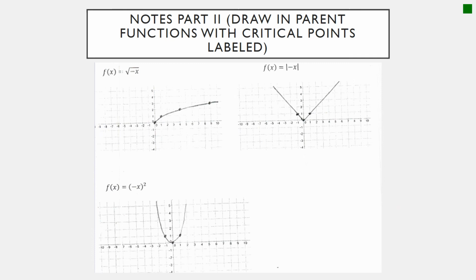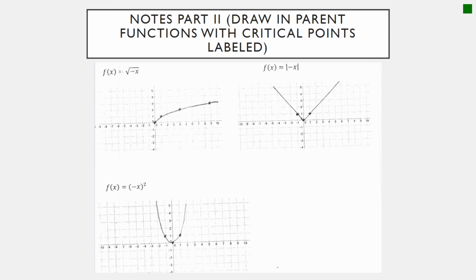All right, at this point you should be on part 2 of your notes, and so now you need to draw in each parent function and then label it with its critical points. Notice this time we're starting with the square root function, then going to the absolute value function, and then finishing with the quadratic. At this point, please stop the video and again go to Desmos.